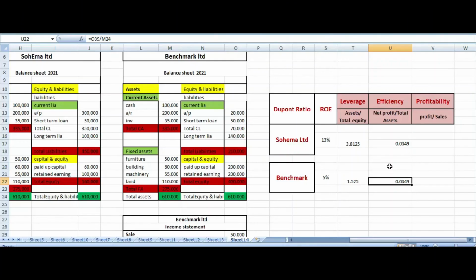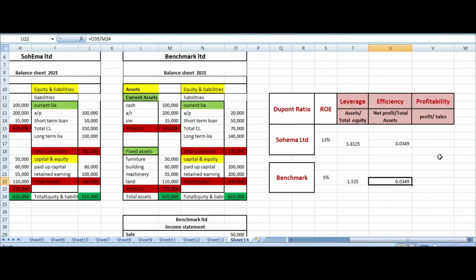So there is no efficiency issue with the benchmark, because it has generated the same amount of sales as Soima Limited. The benchmark and Soima Limited have generated 0.034 in sales against each dollar worth of assets. So both have operated well, and both have operated with the same efficiency.